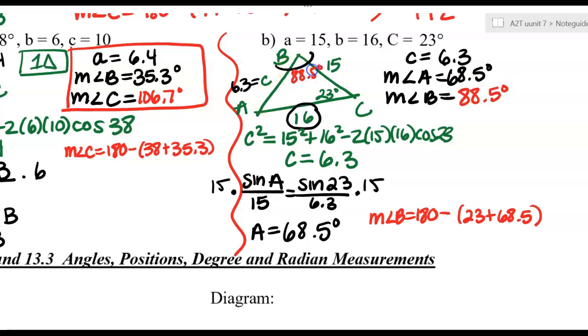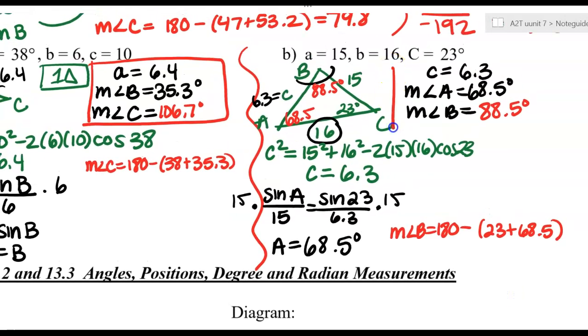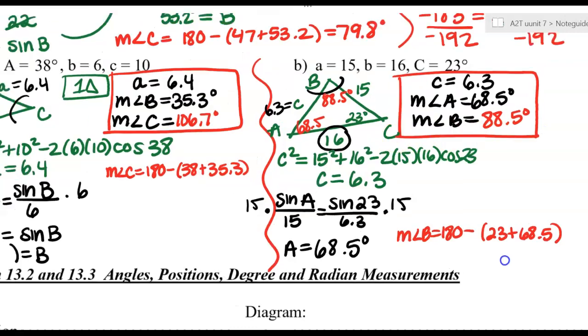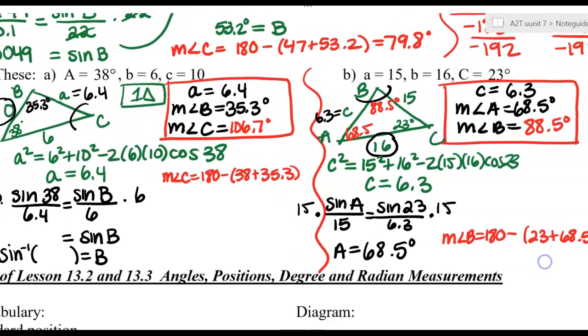And again, when we look at each of these problems, once we have the information filled in, we should have smallest angles across from smallest sides, and any two sides of the triangle together should be bigger than the third side. So those are just some checks that we can look at to make sure that all of our triangle information makes sense.